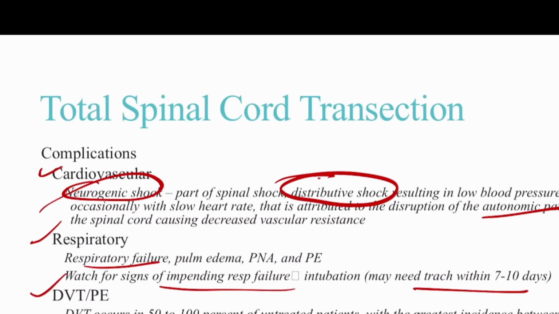DVT and PEs. Patients are now going to be bedridden. They're not going to be moving. So now we have venous stasis. You have to worry about blood clots because they may throw a clot later on. Now you got a PE to worry about. Okay, so all should get prophylactic treatment, heparin, Lovenox in the hospital to prevent the clots.